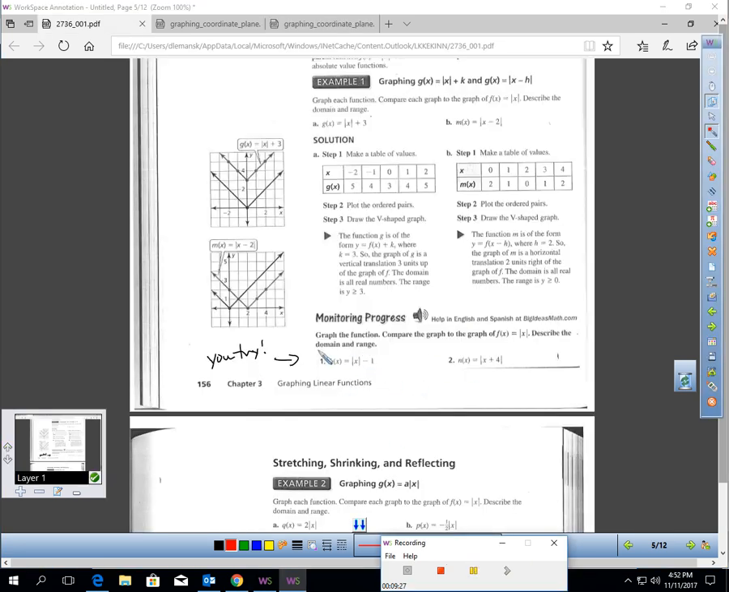Let's have you try real quick. Take these two, graph each, and then compare it to the parent function, and then describe your domain and range.